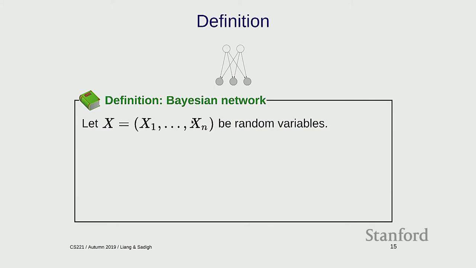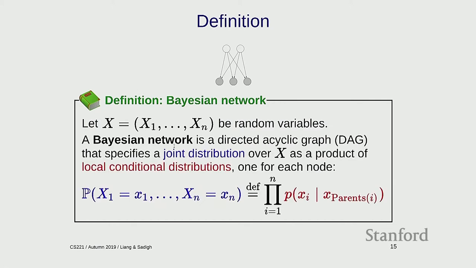So in general, I have n random variables, usually denoted x1 through xn. And a Bayesian network is a directed acyclic graph over these variables. And it defines a joint distribution over all the variables, x1 through xn. This is defined as a product of local conditional distributions, one for each node. So this is a product over all i of P of xi given x parents of i. And this notation just means the values assigned to the parents of i.